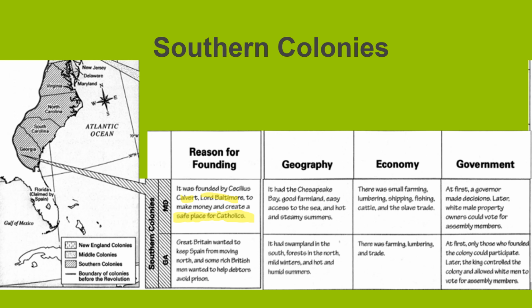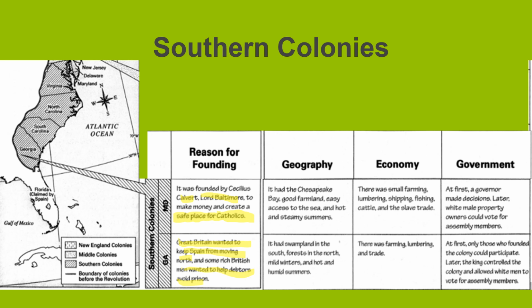But in Georgia, this is very interesting. In the Georgia colony, Great Britain wanted to keep Spain from moving north. So they sent colonists to Georgia to help defend against Spanish forces moving north. But what they also did was if you broke the laws in other colonies, they would send you to Georgia, and it would help the debtors avoid prison. If you couldn't pay your debts, your taxes, and you didn't want to go to prison, you could move to Georgia and help defend the colonies from the Spanish.